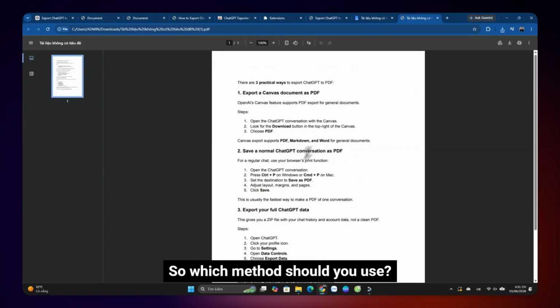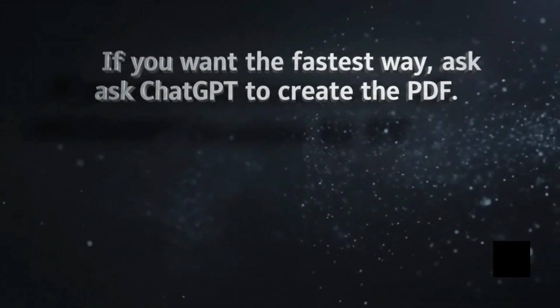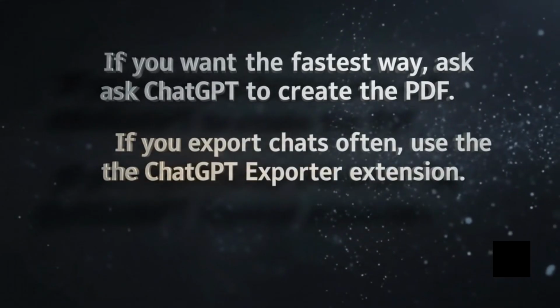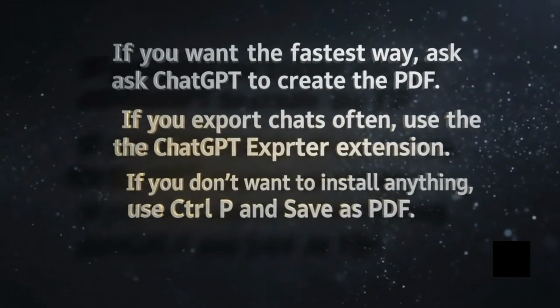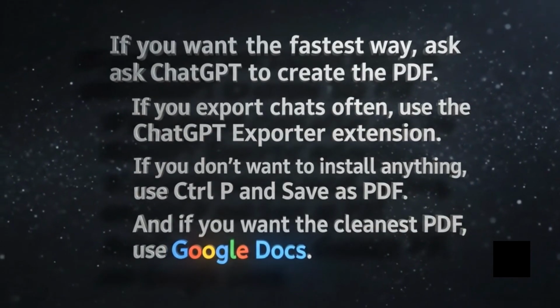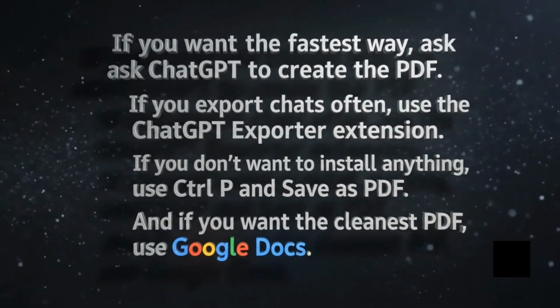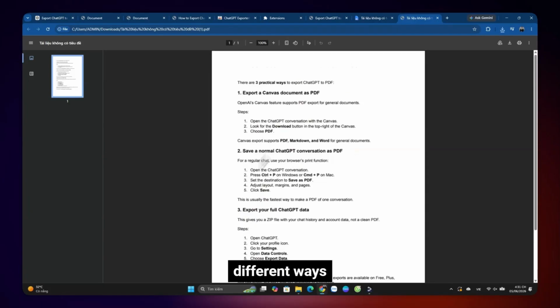So, which method should you use? If you want the fastest way, ask ChatGPT to create the PDF. If you export chats often, use the ChatGPT Exporter extension. If you don't want to install anything, use Ctrl P and save as PDF. And if you want the cleanest PDF, use Google Docs. And that's how to convert ChatGPT to PDF in 4 different ways.